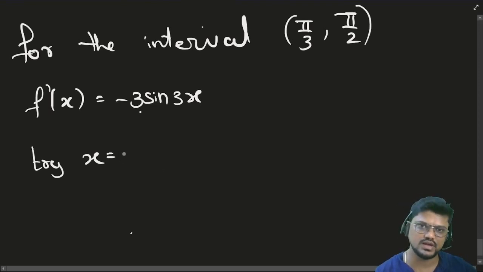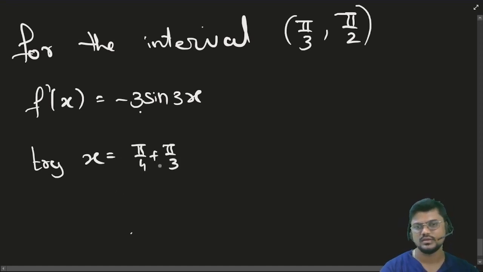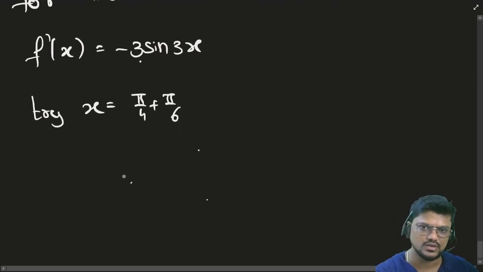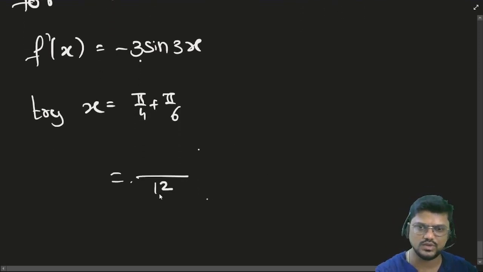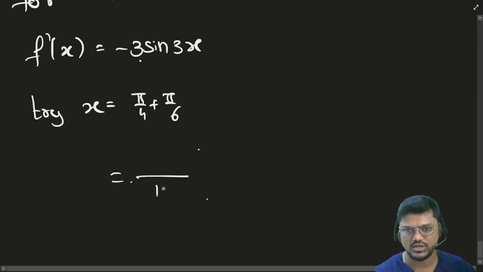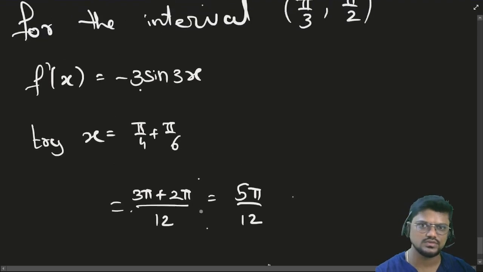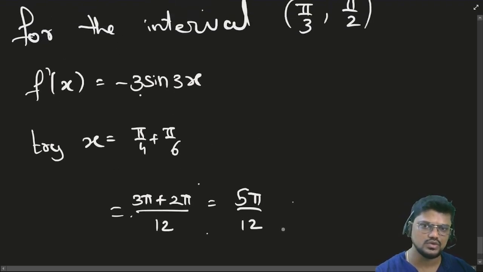45, you can say try x equals pi by 4 plus pi by 3. Pi by 4 is 45 plus pi by 6, and pi by 6 is 30. So this will be 12, 4 6 are 24, or you can also take 12, 3 pi plus 2 pi, that is 5 pi by 12. Okay, this will be your 5 pi by 12. The values, try x equals.